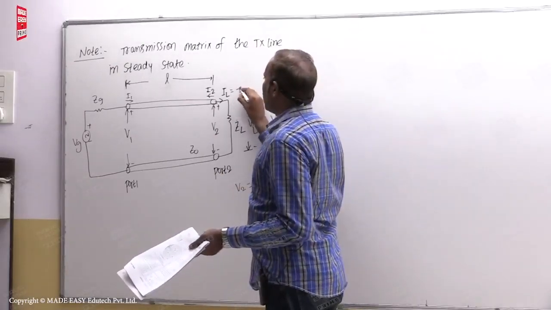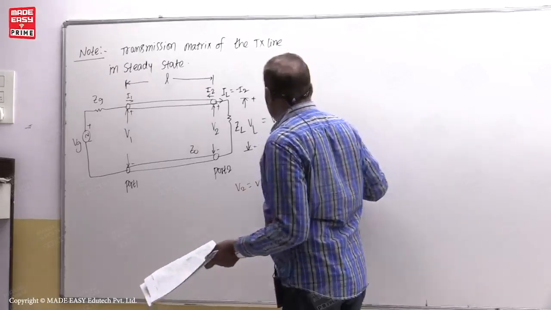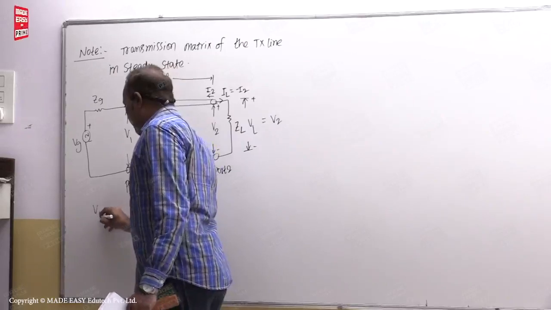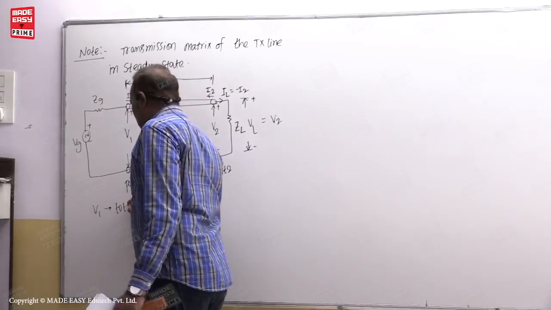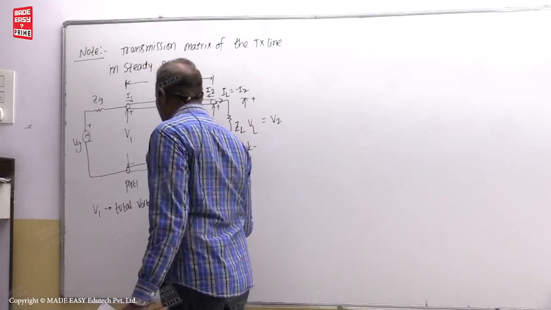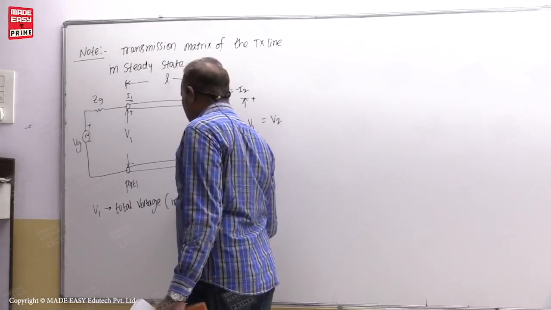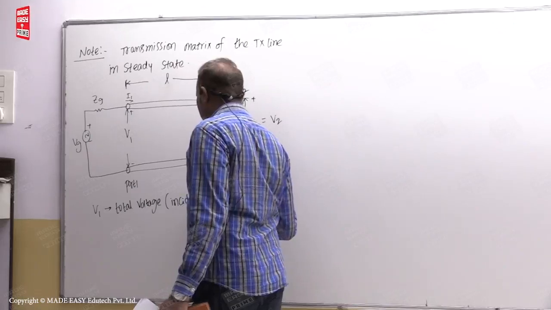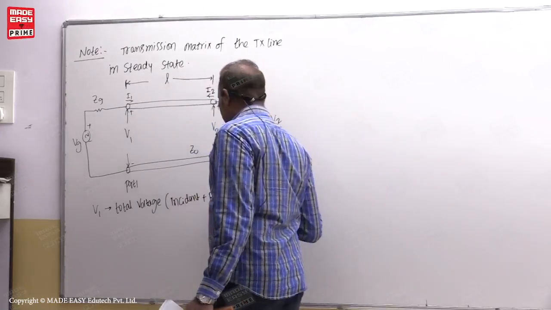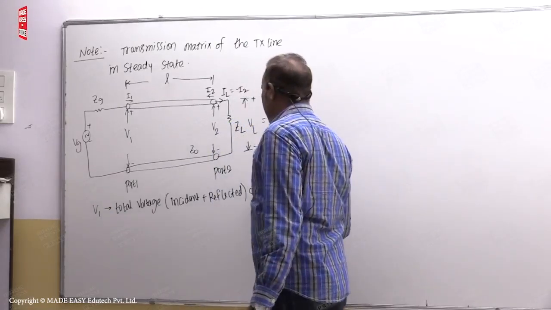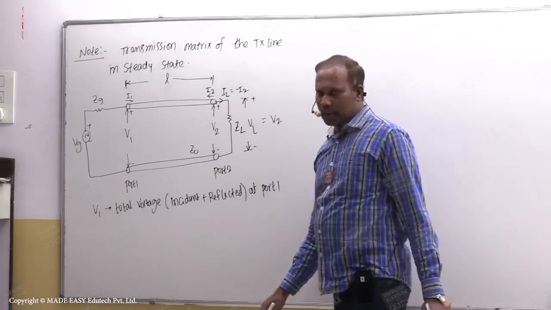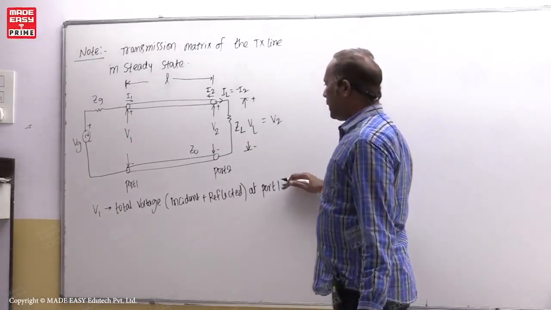IL is minus I2. I will write them. So here V1 is total voltage, that means incident plus reflected, that is the meaning. Total voltage at port 1 in steady state.